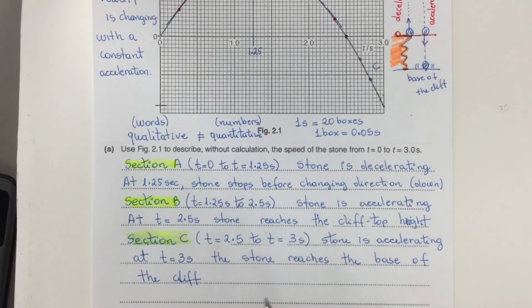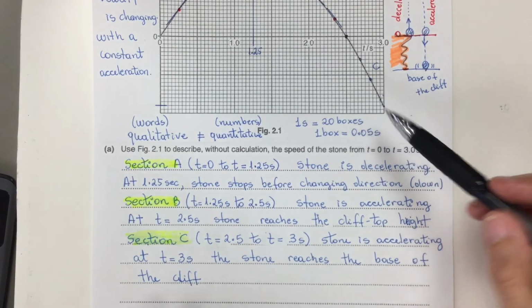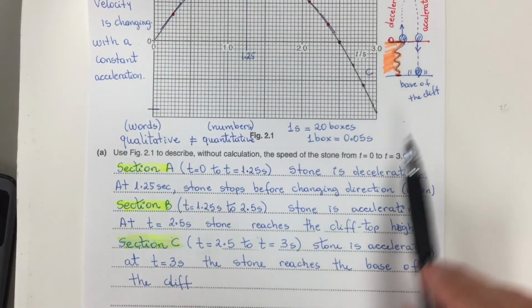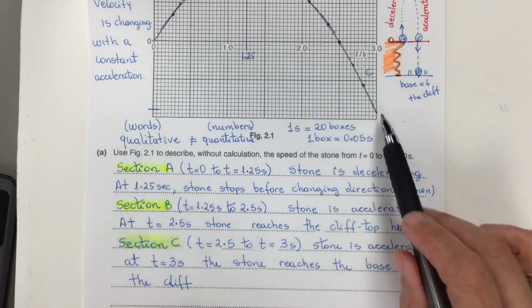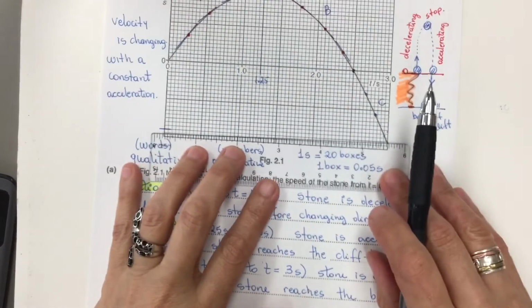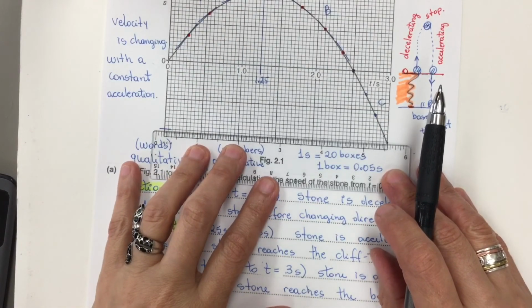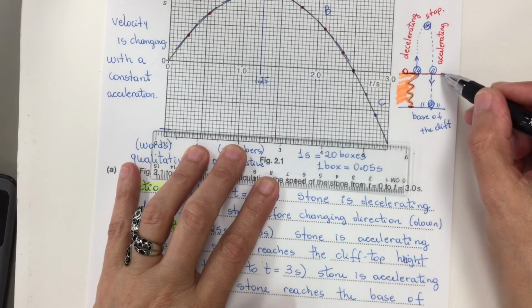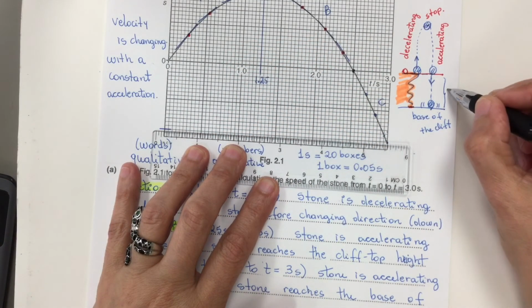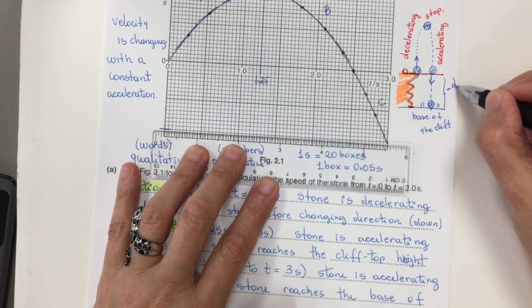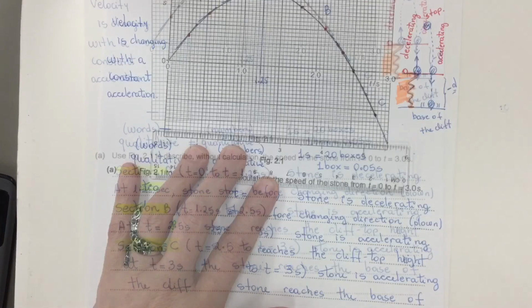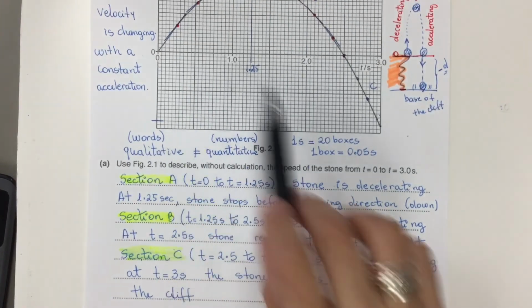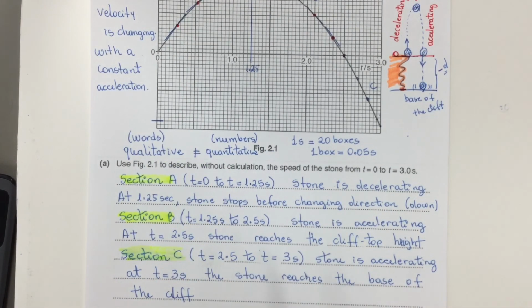We can also add that at time 3 seconds, the stone reaches the base of the cliff, right here. So this is like a negative distance. So this is the description of this distance time graph, from 0 to 3 seconds.